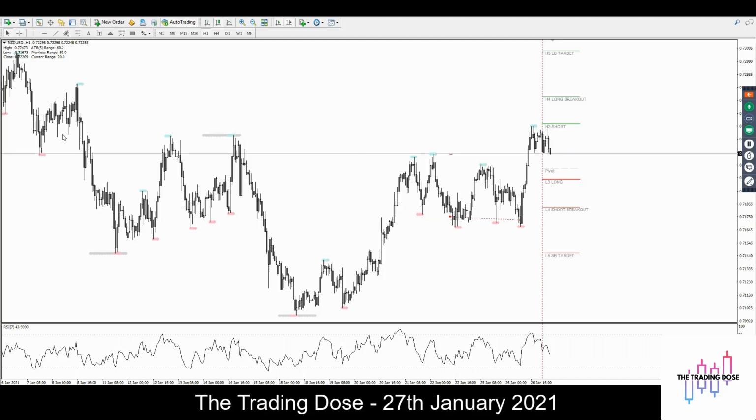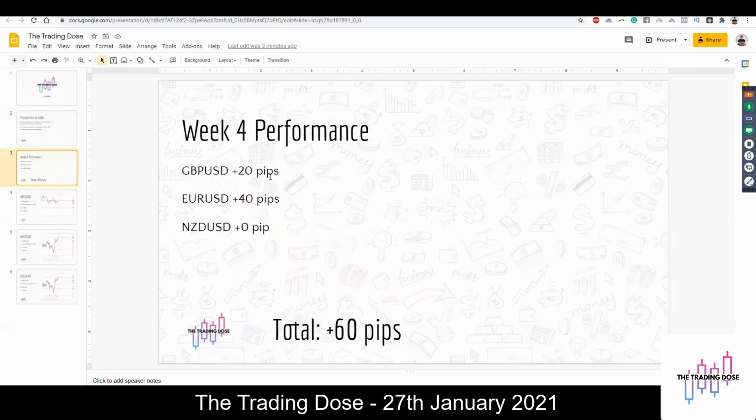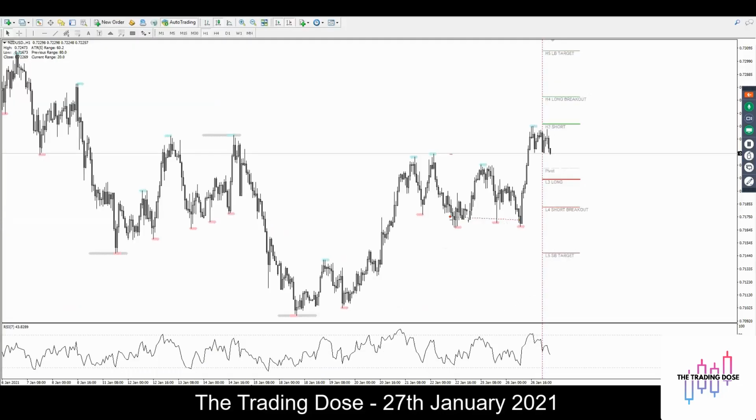So for now, based on how I manage my trades, roughly this is about that, give or take 1 or 2 pips plus or minus, because I just like to round up the numbers. So far, up to today, we do have about 60 pips for the week. One trade is still running.